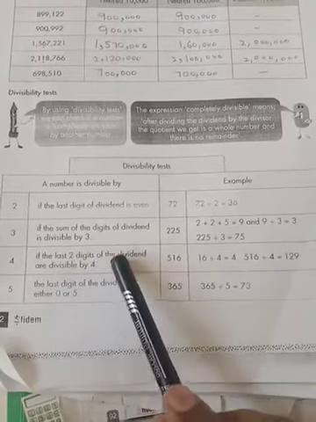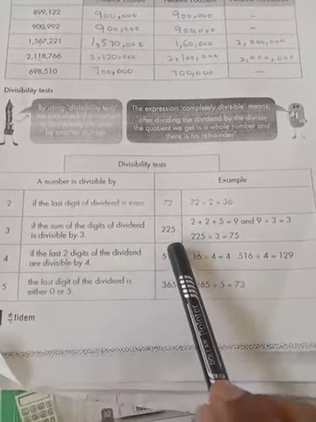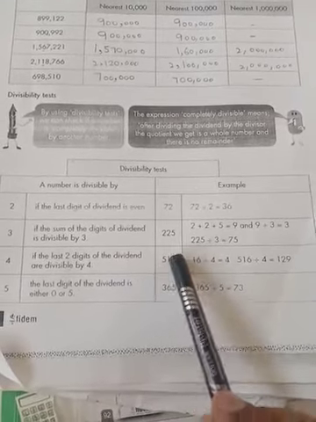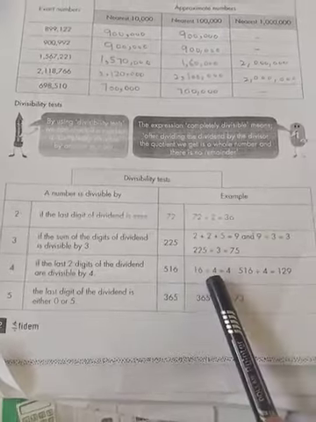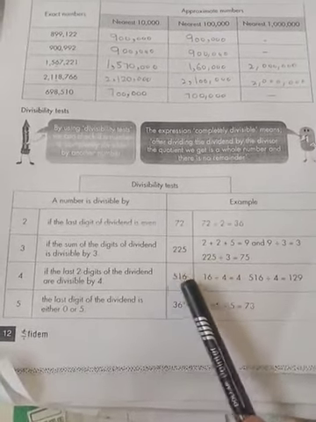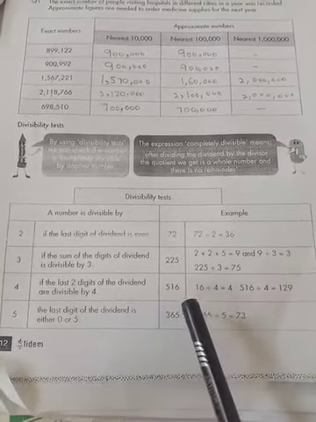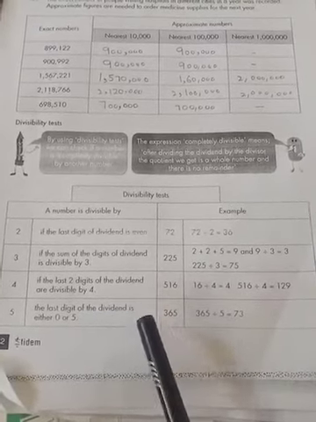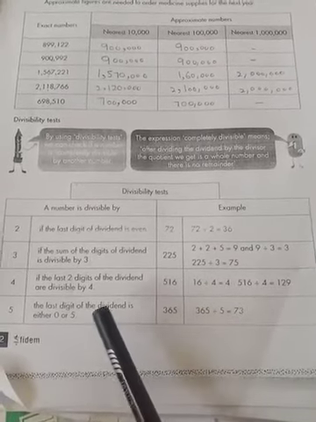If the last two digits of the dividend are divisible by 4, then the whole number is divisible by 4. The last two digits are 16 and 16 can be divided by 4, so we can completely divide this number by 4. If the last digit of the dividend is 0 or 5, then we can divide that number by 5. Here the last digit is 5, so we can divide this number by 5.